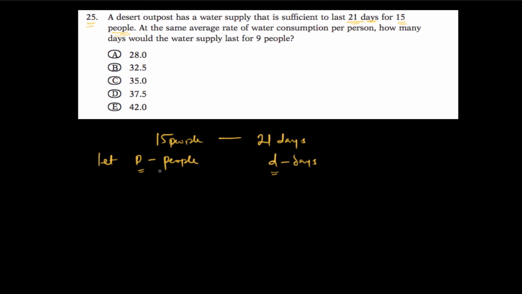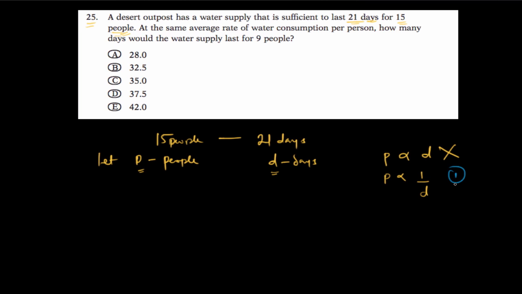Assuming the higher the number of people, the higher the number of days the water supply would last, then we would say there is a direct relationship. In other words, you say P is directly related to D. But this time around, the higher the number of people, the lower the number of days the water supply would last. So this would not work. What will work here is an inverse relationship between the number of people and the number of days. This is the very first thing you want to do.